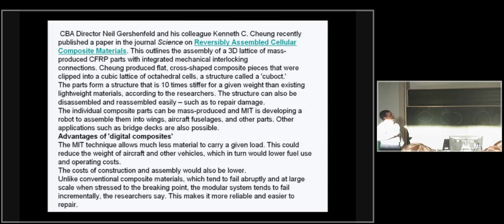Reversibly assembled cellular composite materials. Okay, so you basically create a 3D lattice of mass production. I'm doing it on purpose. I'm going slowly and I'm not showing what it's all about. See if I can keep you awake on a Friday afternoon.